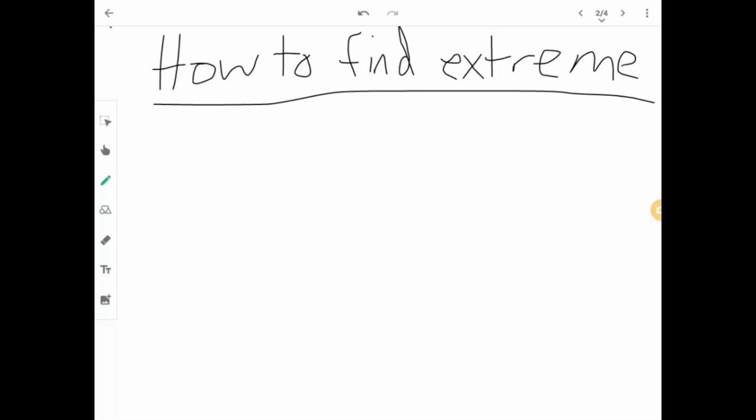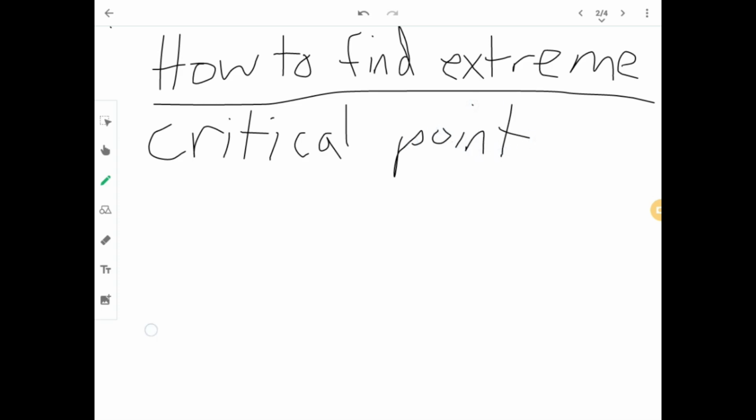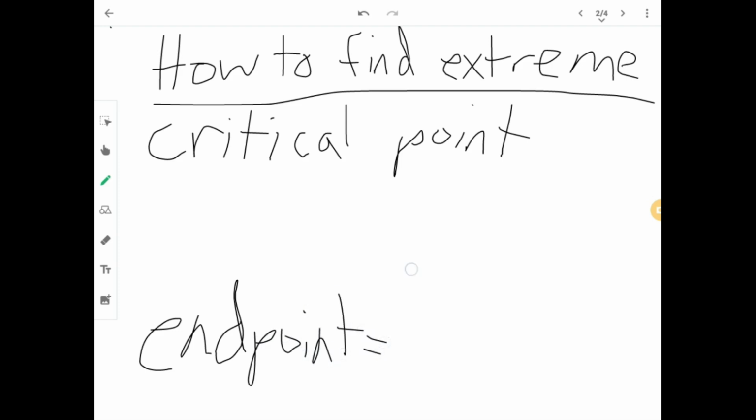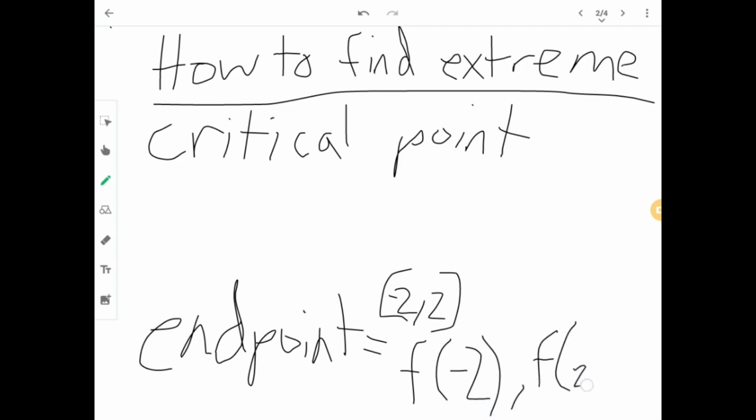Okay, so how do you find these extreme values? There are two cases. One, where the extreme is a critical point. You have to consider both. And the other, where it's the endpoint. So the endpoint, it's pretty simple. If you have a closed interval of -2 and 2, you just sub in f of -2 and f of 2, and you see which one is greater, and then you keep it. And then you check the critical point as well.